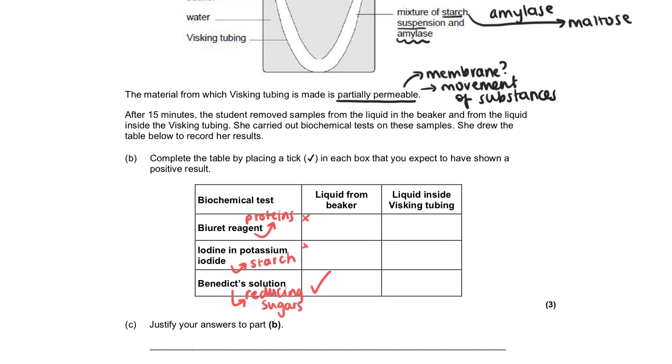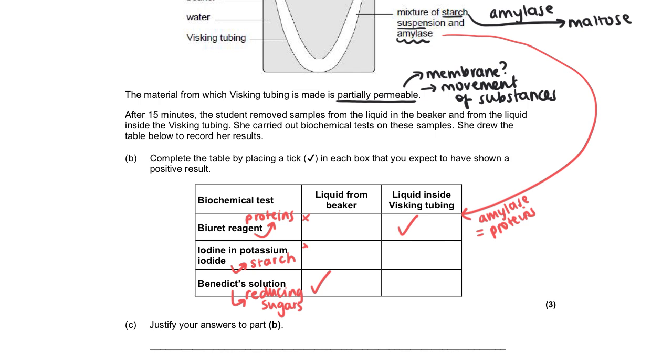through the membrane. Inside the Visking tubing, we are going to have proteins, and I want to draw your attention to the fact that loads of you, if not all of you, got this wrong. Amylase is an enzyme, and enzymes are proteins. So therefore, you would have got this mark wrong if you hadn't said yes to this.